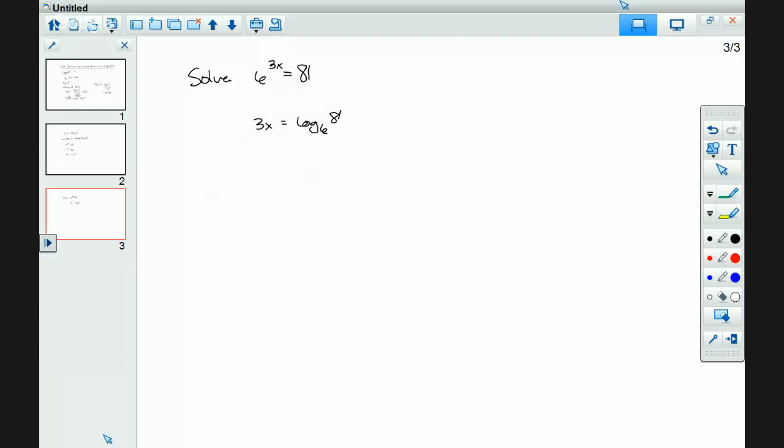Now, we need the change of base formula because we have a funny log. 81 is not a power of 6. It is a power of 3, it's 3 to the 4th. That doesn't help us, does it? You need a 6 to the something here to make it easy. So you have to use the change of base.